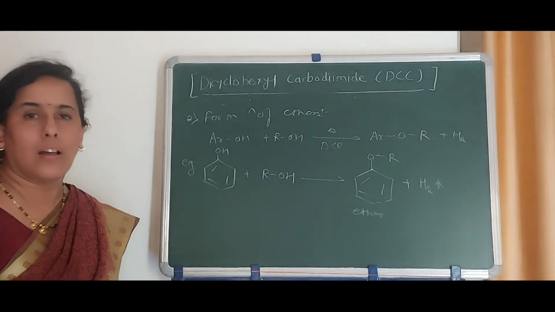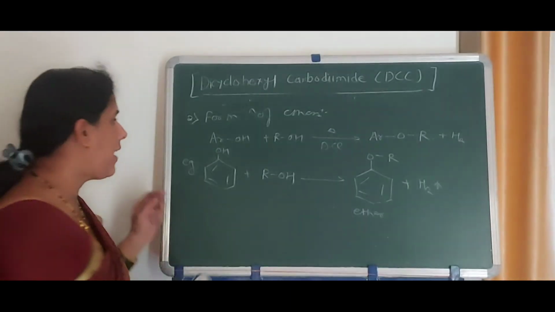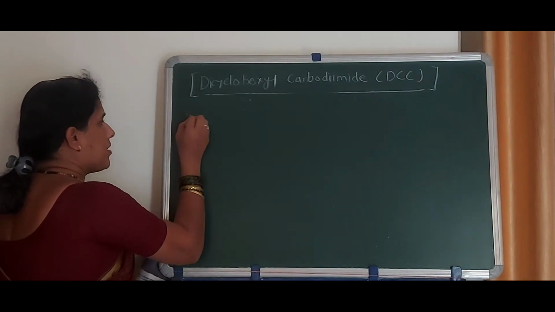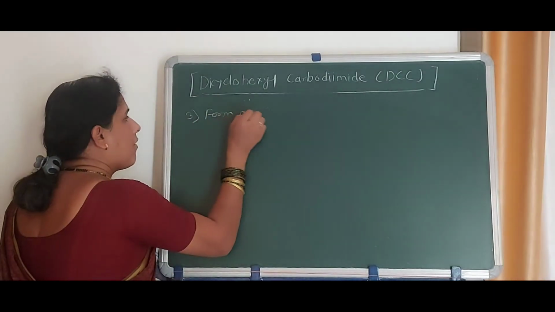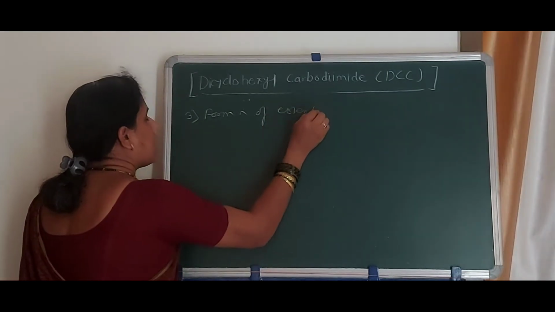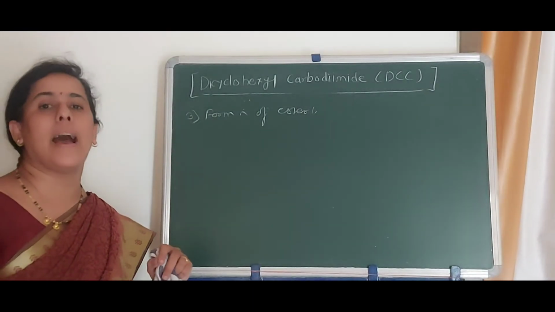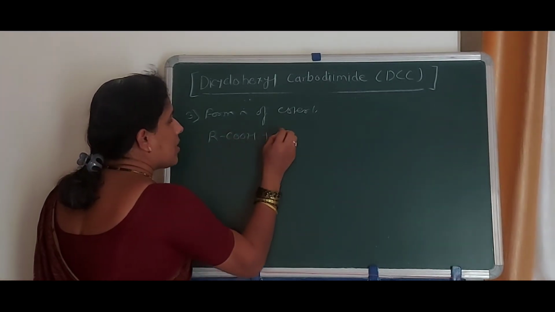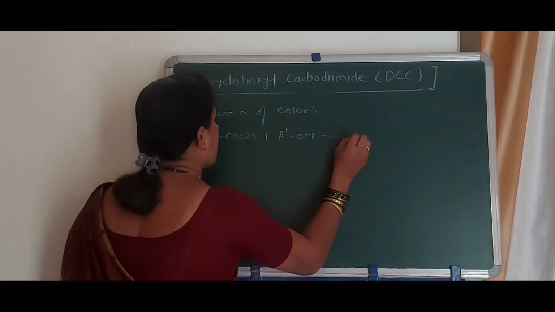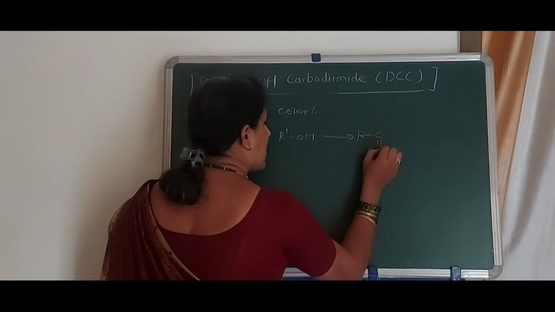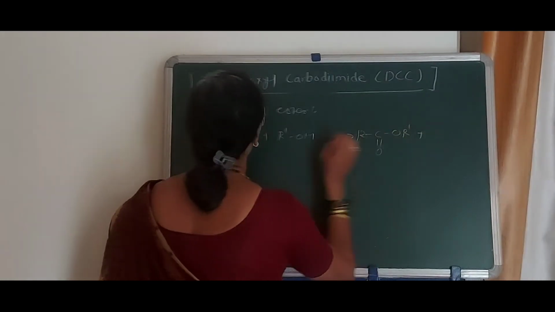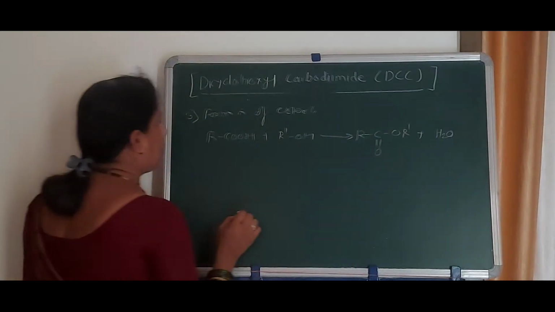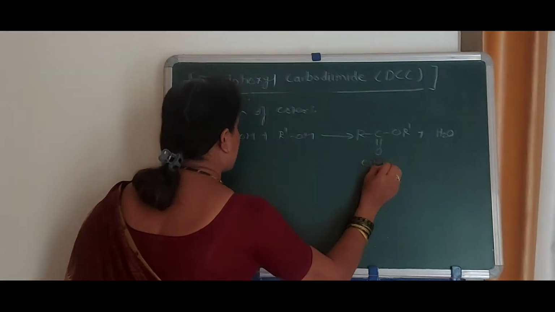Another application is the formation of esters. The third application is formation of esters. How are the esters formed? That is acids plus alcohol. The general formula is RCOOH plus R'OH gives RCOOR' plus removal of H2. That is the formation of esters.